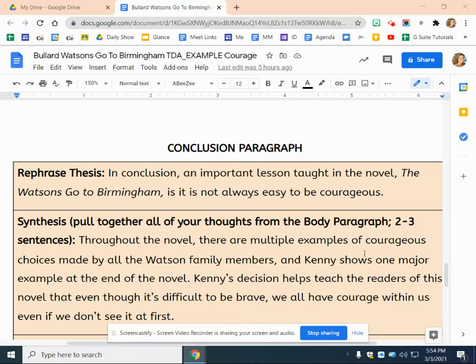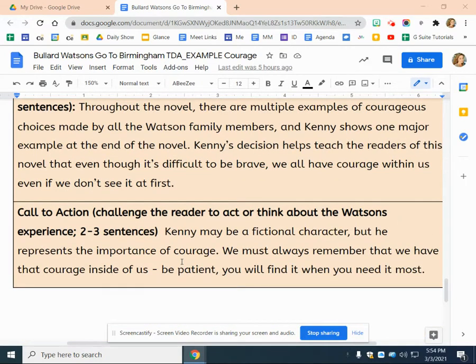Okay, the conclusion paragraph is in three pieces. It starts out with something called the rephrased thesis. Then it goes into some synthesis sentences, and then finally a call to action. I'm going to walk you through each part and explain it to you and give you some examples and how you can write yours too.